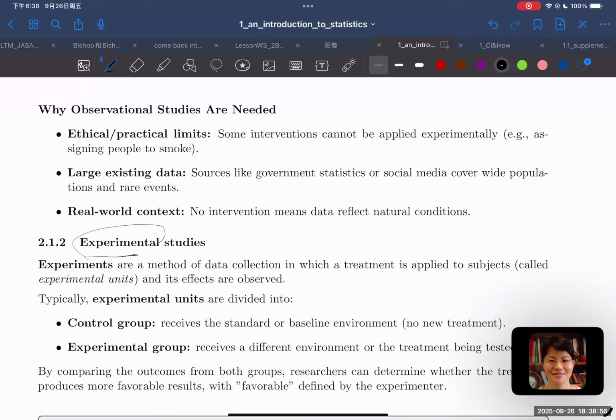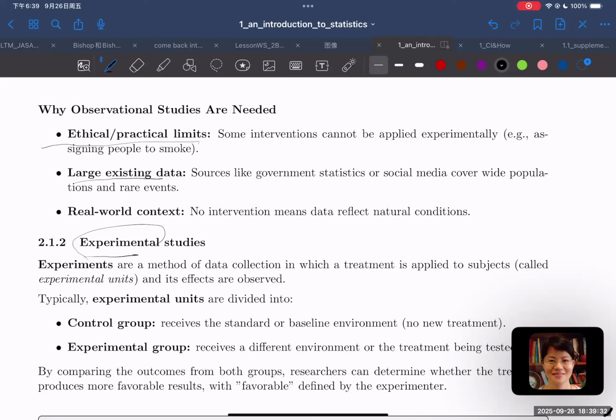Why are observational studies needed? Number one, sometimes you have to suffer from ethical or practical limits. In this situation, collecting data of your interest is very hard, but if you have an observational study, then you pay less. The second one: the existing data you need is very large, but through experiments, sometimes it's very hard to collect data.